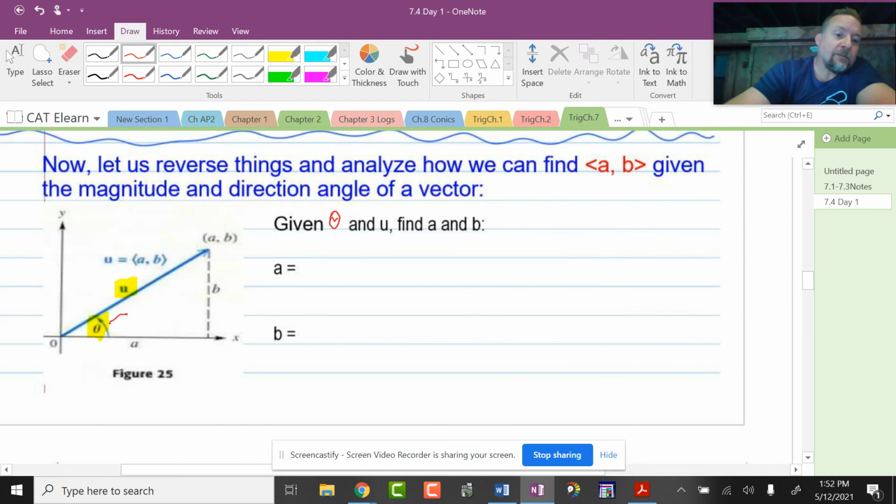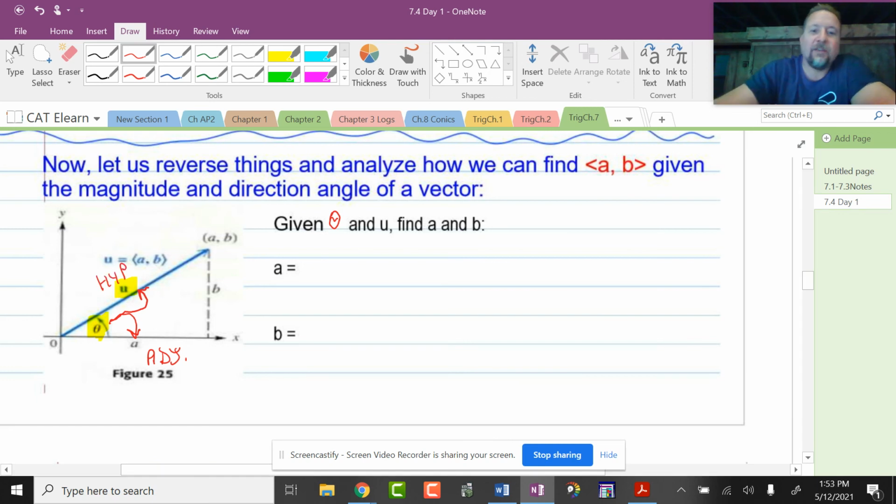Let's focus on A first. What side is this? What side is that? And the answer is adjacent. You don't know that? Get out. What side is this? It's the magnitude. No, opposite, adjacent, or hypotenuse? And the answer is hypotenuse.